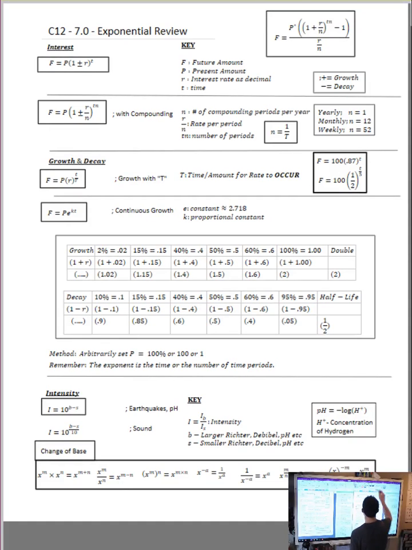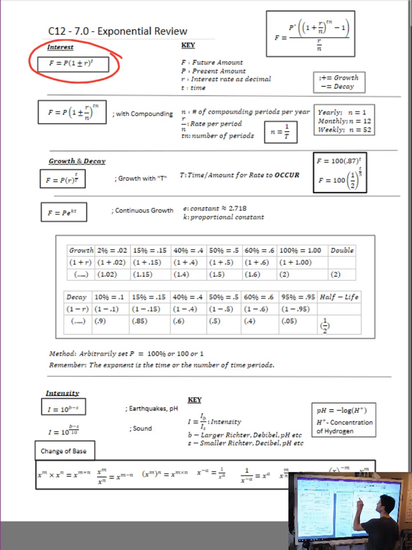So let's take a look at our formula sheet for this chapter. We'll start off with interest, where a future value is equal to a present value times 1 plus or minus the interest rate to the exponent time. F is the future value, P is the present value, R is the interest rate as a decimal, and T is time. Lots of teachers use different letters.